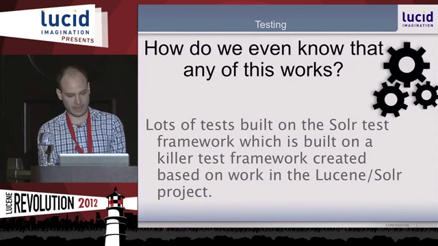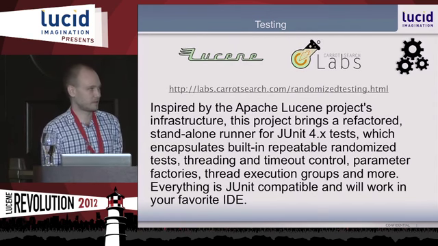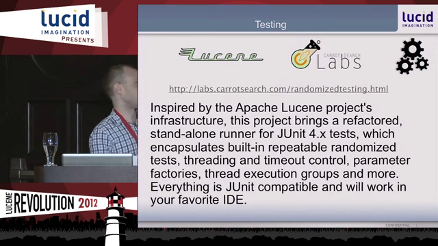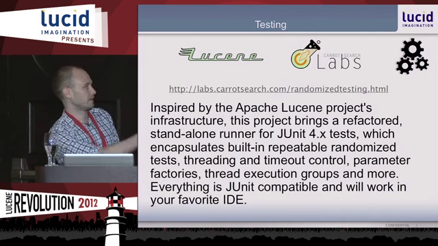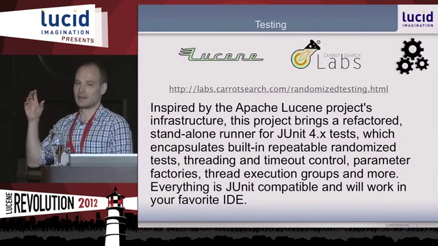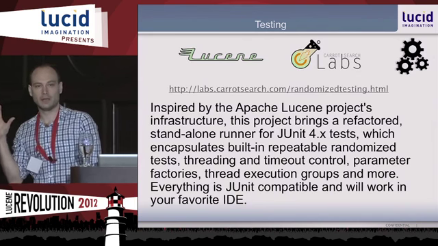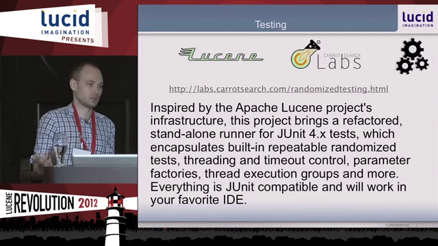So one of the things that happened is the guys at Carrot Labs actually started a new project called Randomized Testing. You can find it there. It basically extracted out a lot of the really good ideas and code from the Lucene and Solr test framework and turned it into something that others could use easily.